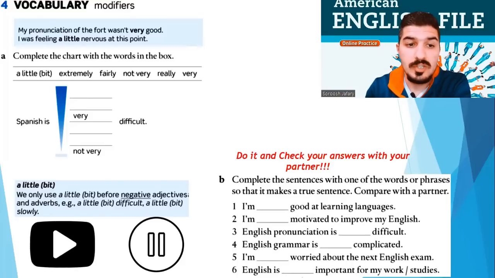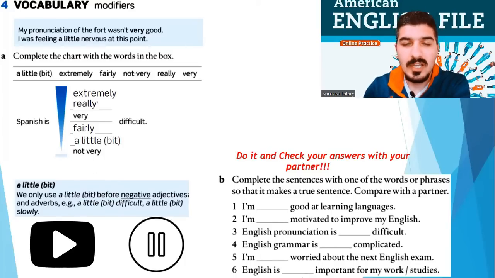Okay, let's do it together. Spanish is extremely difficult, really difficult, very difficult, fairly difficult, a little bit difficult, not very difficult. This is the order of the modifiers. Okay, now the rest depends on you.